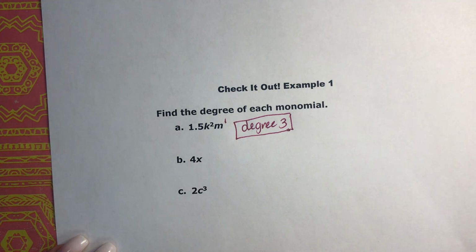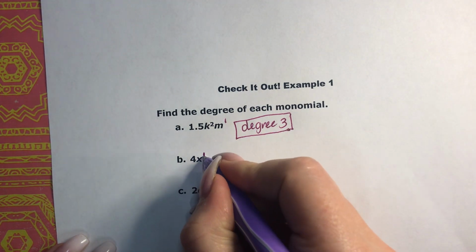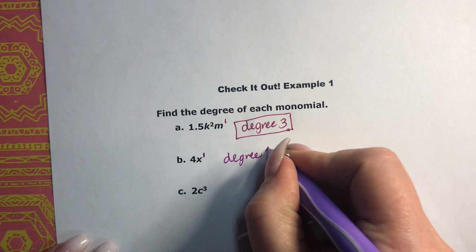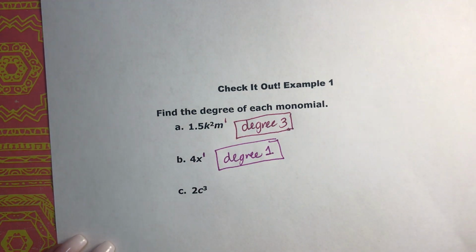Okay, let's look here. The degree of the number, right, is 0. The degree here is 1. 0 plus 1 is just 1. So this has a degree of 1. If you got that one right, wonderful.